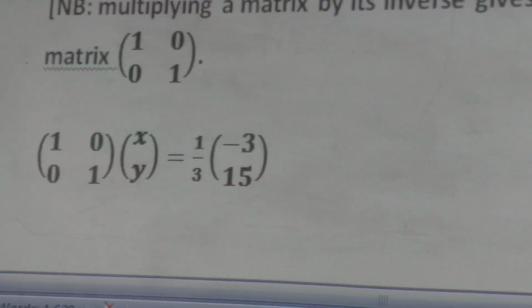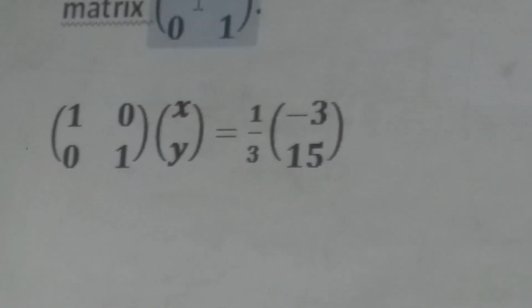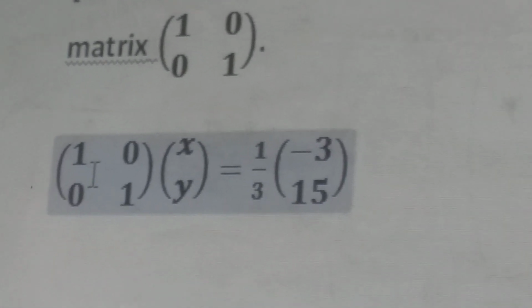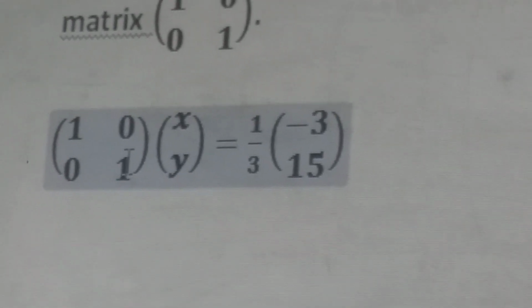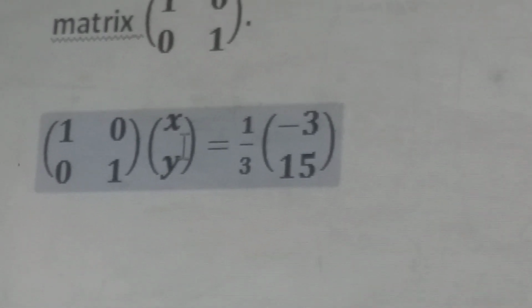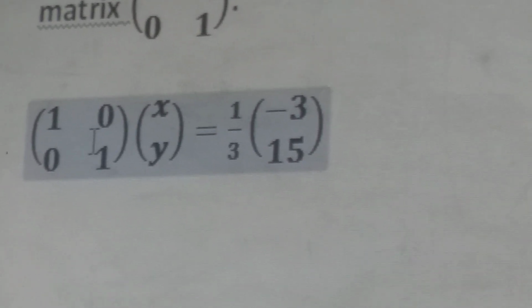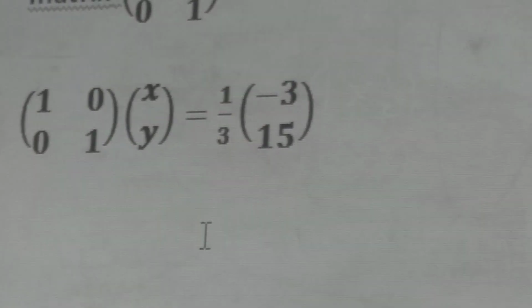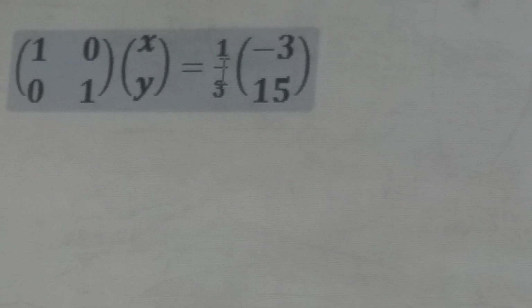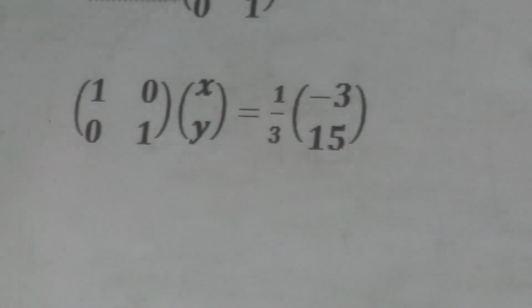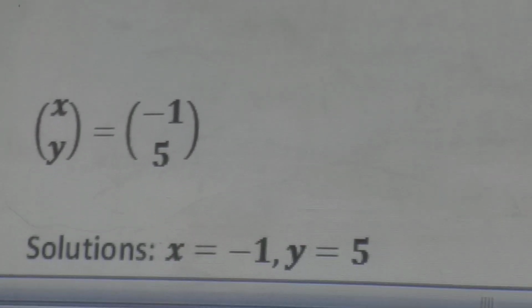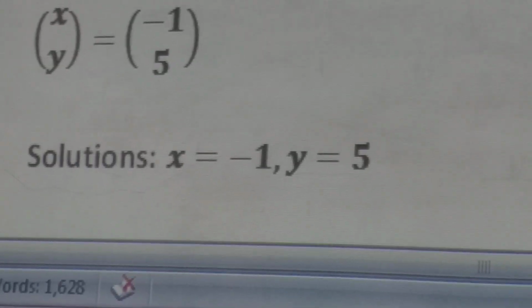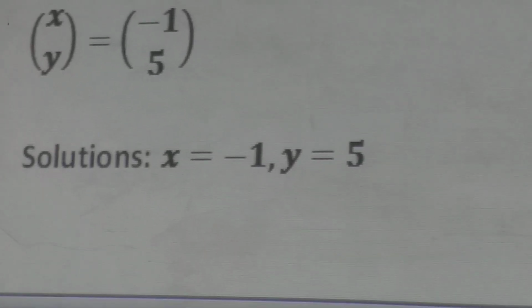Now with the identity matrix, we have learned that multiplying by the identity matrix is equivalent to multiplying by 1 in value, and hence multiplying any matrix by the identity matrix 1, 0, 0, 1 does not change the matrix. So if we multiply this identity matrix by x, y, it will remain x, y, and we have 1 over 3 times minus 3, 15. What do we get? We get x, y equal to minus 1, 5. So the solution: x equal to minus 1, y equal to 5.